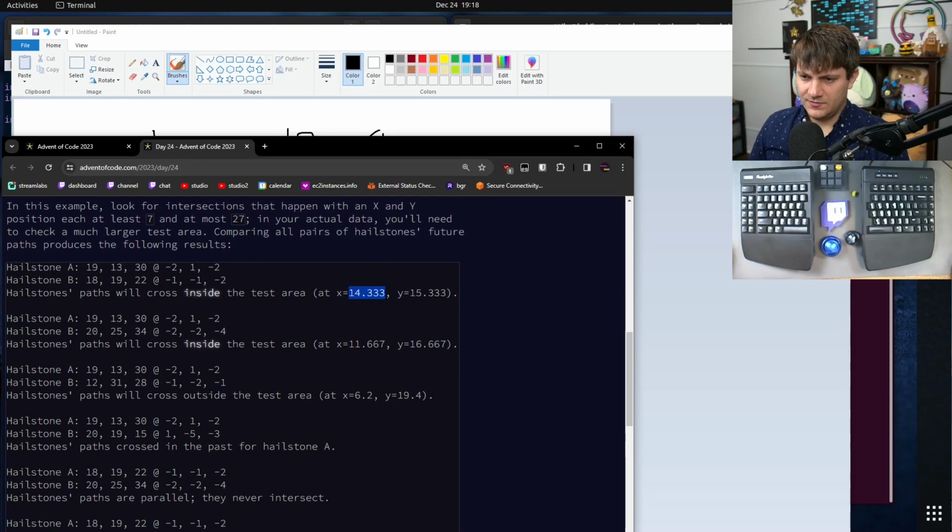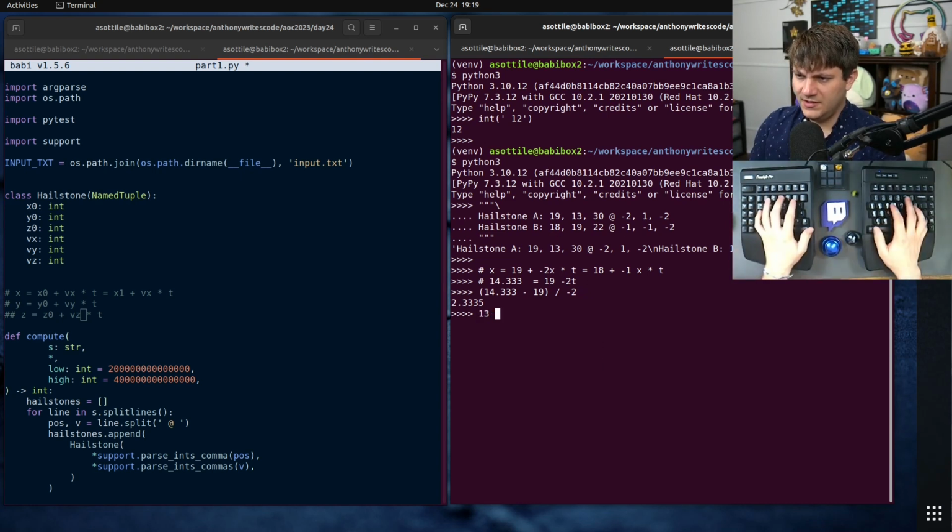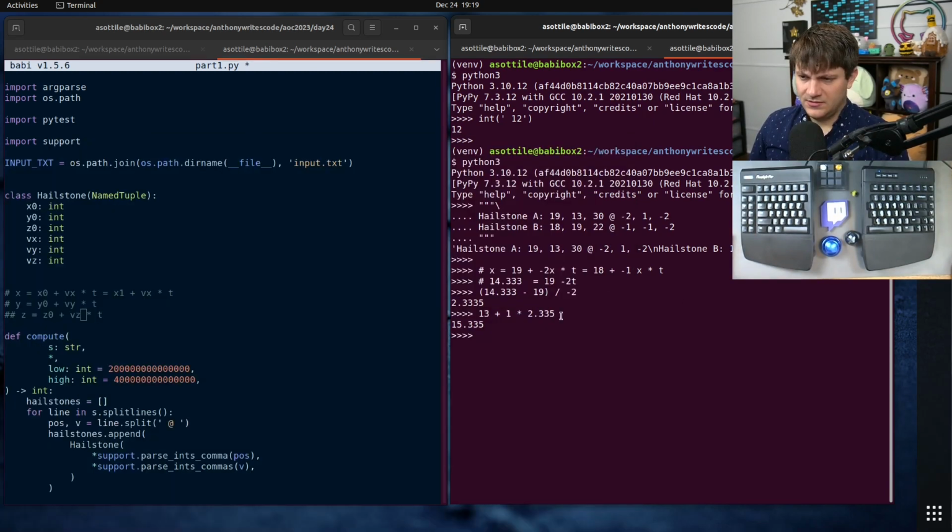So what happens at this? X equals 14.333. So 14.333 is equal to 19 minus 2t. I don't know why I wrote x here. So that would be 14.333 minus 19 over negative 2. So t of 2.335. So what is 13 plus 1 times 2.335? It says 15. So that makes sense. That's the position. What is B? 18 minus 2.335 is a different position.